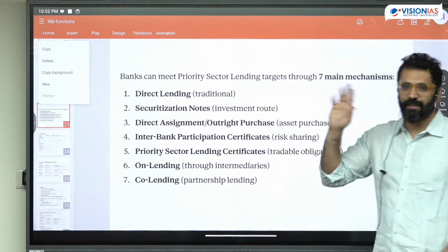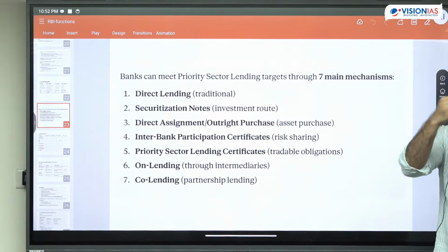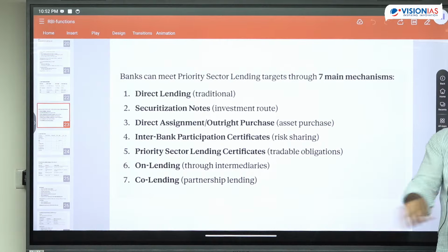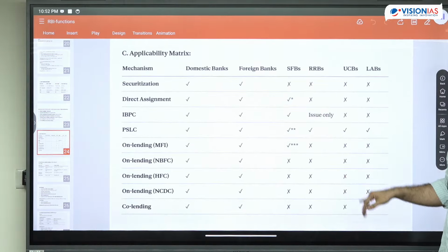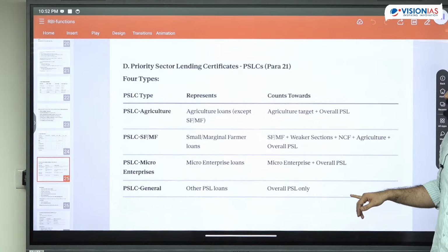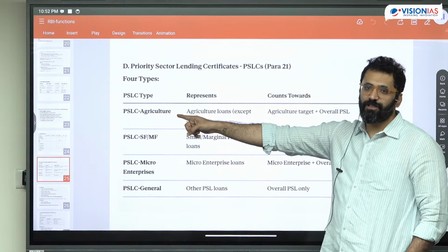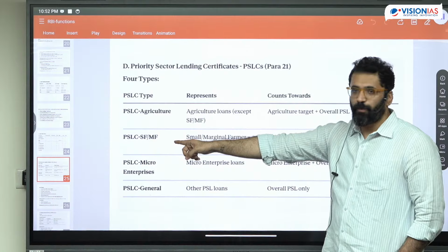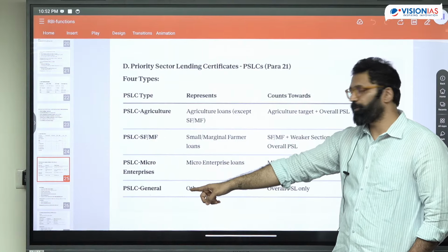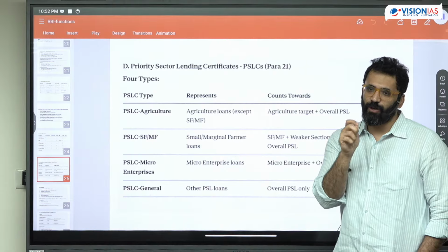I hope it is making sense. What is the difference? Loan shift नहीं हुआ है. Certificate of achievement has been given. These are what all companies, banks are allowed and not allowed. These are the certificates, 4 types of certificate. One is for agriculture. So if you have a shortfall in agriculture, you can buy the agriculture certificate. Second is small and marginal farmers. Third is micro enterprise, and the fourth is general. 4 types of certificates are issued depending on which target you have a shortfall in.